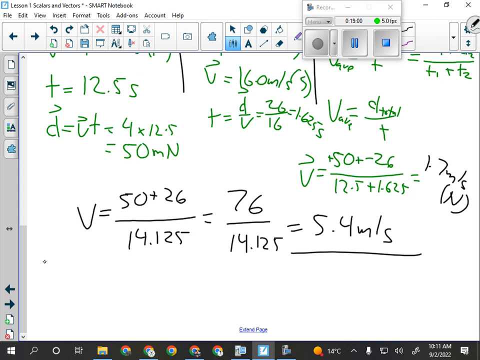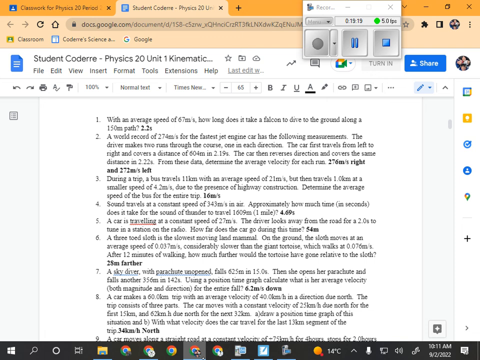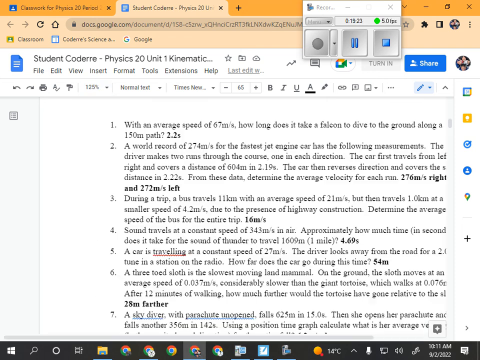Okay, so if we're ever asked to get the average for a trip that has more than one part, that's how we go about doing it. All right, in your digital workbook, there are a few practice v equals d over t questions. So I'm just going to call those up. There they are. I'll make it a bit bigger. You guys can call this up on your phone as well.